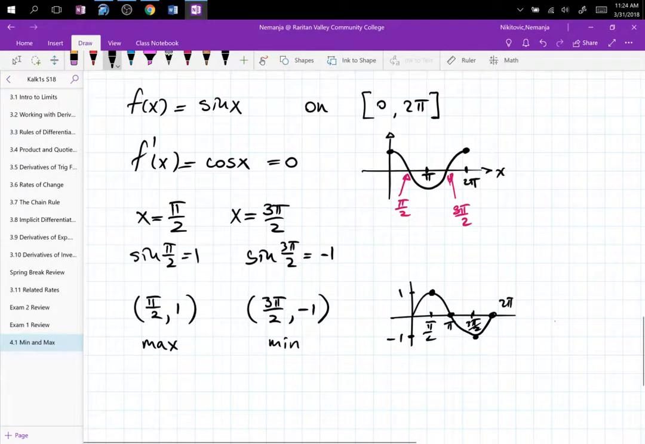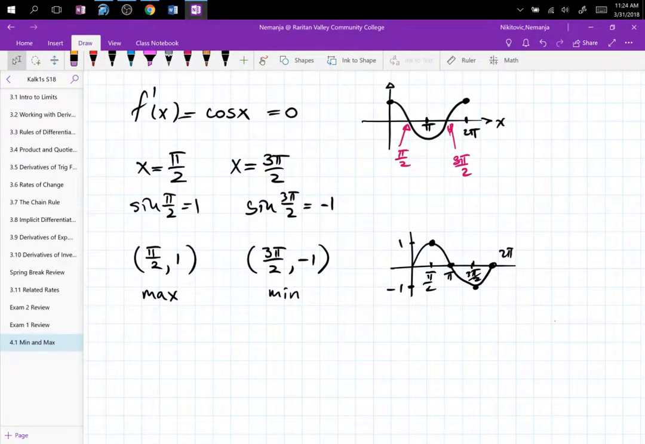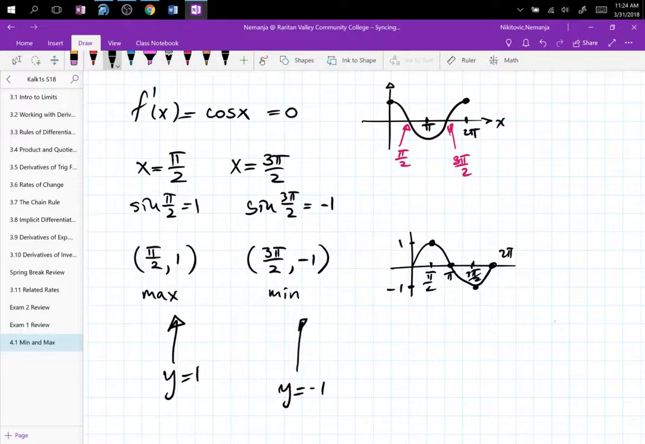But there is also this common sense part where the y value here is equal to 1 and the y value here is equal to negative 1, right? Can you make y equals negative 1 a max if there is a 1 floating about? The answer is actually yes, but you would have to have more mins and maxes around.